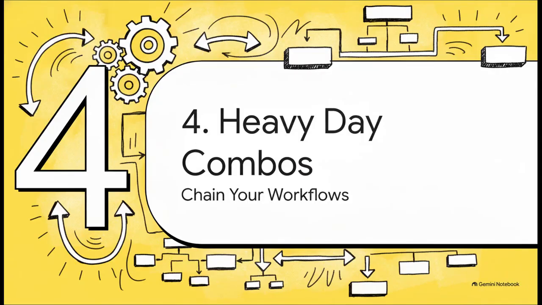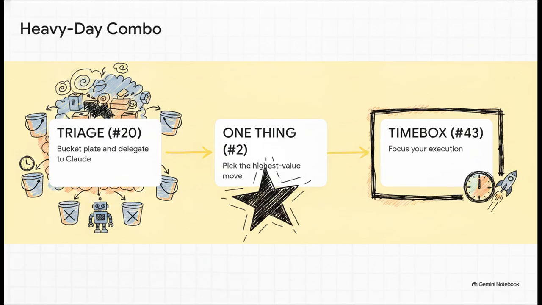Finally, let's dive into Section 4, Combos for Heavy Days. So once you've mastered these individual buttons, you can start chaining them together into these incredible emergency maneuvers. This is the Heavy Day Combo. We use this for those mornings where your start-of-day tasks feel completely overwhelming and literally everything is screaming urgent. First, hit Triage. This buckets your plate and delegates tasks to Claude, having it immediately start grinding on its own bucket. Next, hit One Thing to force the selection of your single highest value move right now. Finally, lock it in with a time box to strictly focus your execution. Boom! You've just turned pure chaos into a highly structured flight plan.